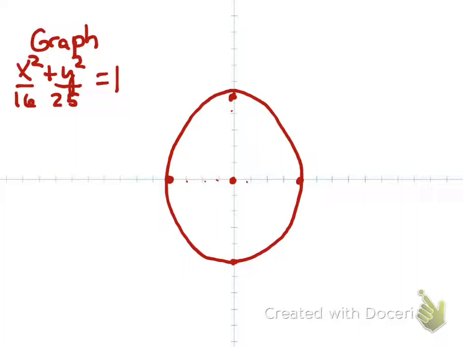Now, based on that, I can tell you that my major axis, which is going vertically, is 5 times 2, which is 10, because I went 5 up and 5 down, and 5 plus 5 is 10.